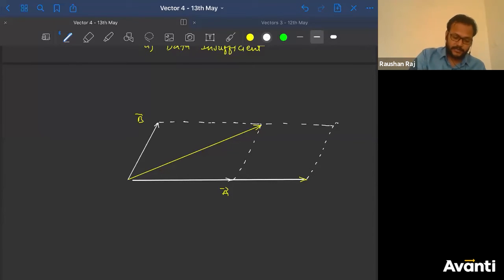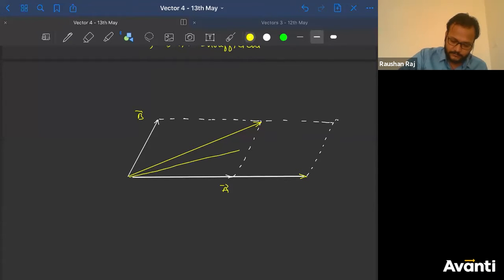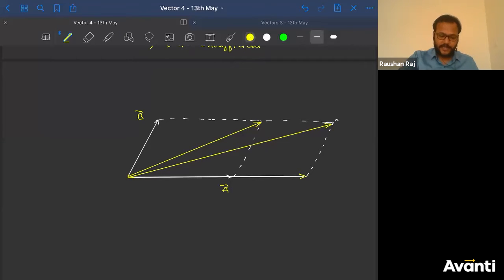How will the resultant occur? What will the resultant vector look like? So the resultant vector will be this one. Correct? Can I say that when I'm increasing the magnitude of A, the resultant is shifting towards A? Where is it shifting? Let's see: earlier it was here. Now when A has been increased, the resultant has shifted towards A.